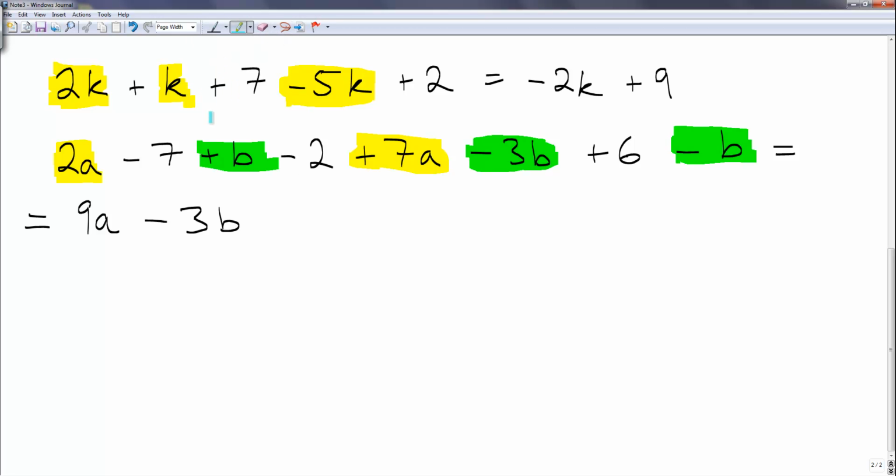And then we're going to do the numbers. Minus 7, minus 2, plus 6. Minus 7 minus 2 is minus 9, and then plus 6 is minus 3. So this is the final answer in this exercise. We started with this and we ended up with this expression simplified.